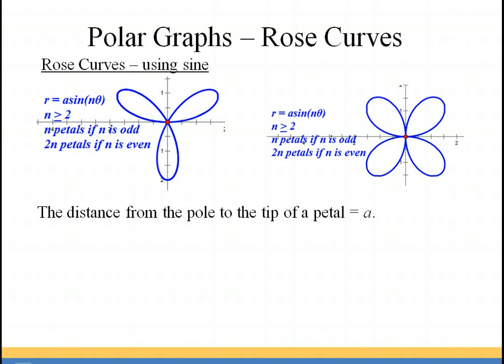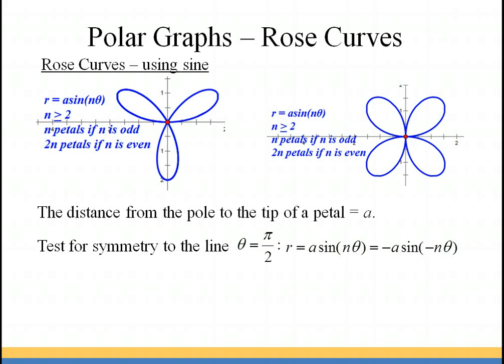Let's take a look at the same graph but using the sine function. We have r equals a sine n theta. Again, if n is greater than or equal to 2, you will have n representing the number of petals if n is odd. If n is even, you'll have twice as many petals as n. The distance from the pole to a tip of petal is still a.